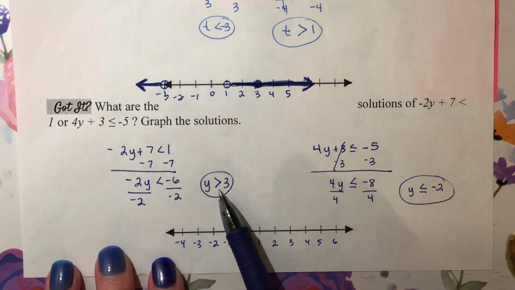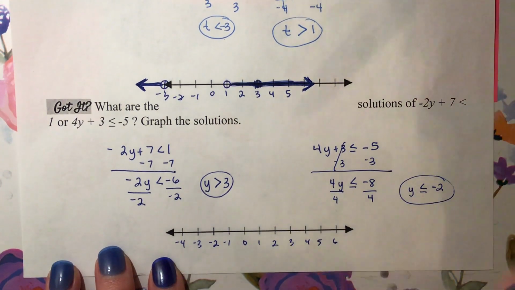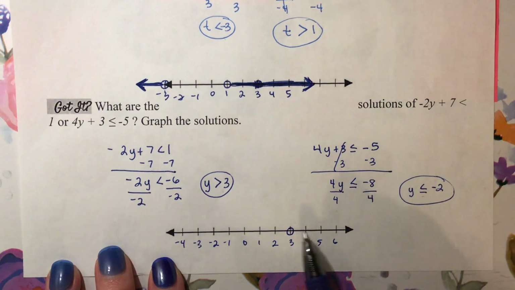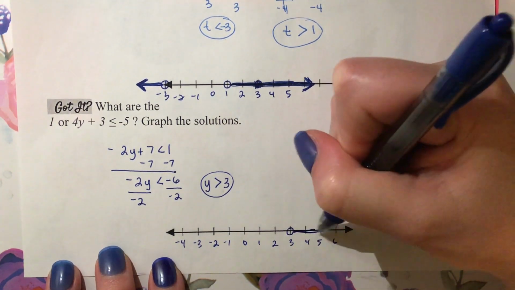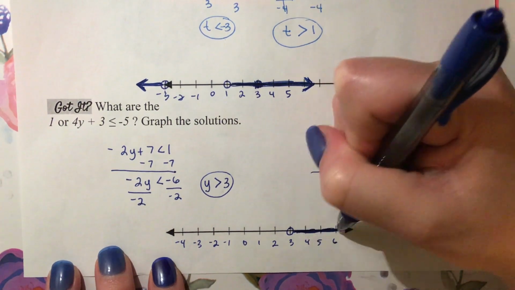So let's do this one first. Y is greater than 3. Let's go to 3, put a circle on it. I'm not coloring it in because there's no line underneath, so I'm just shading to the right on this one.